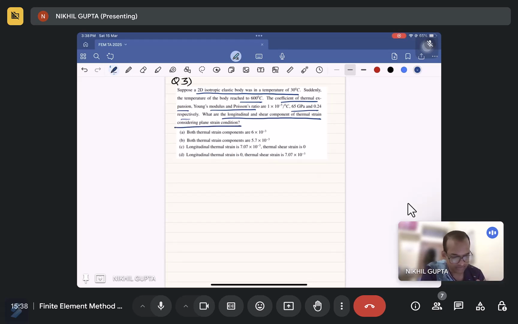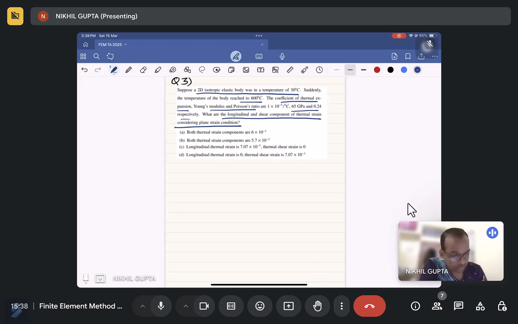One thing is that this thermal expansion has been covered in the class this week. Yes, it was covered. And what about the Poisson equation? It was covered. Okay, what about the plane strain and plane stress conditions? No, those were not covered, I guess. Those were not discussed. Okay, no problem.